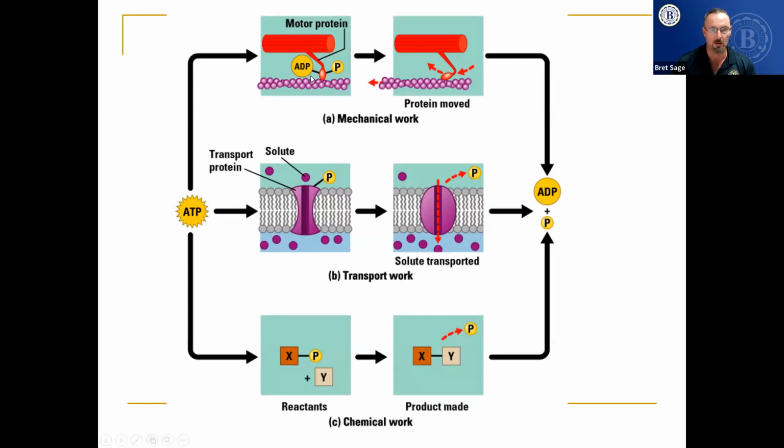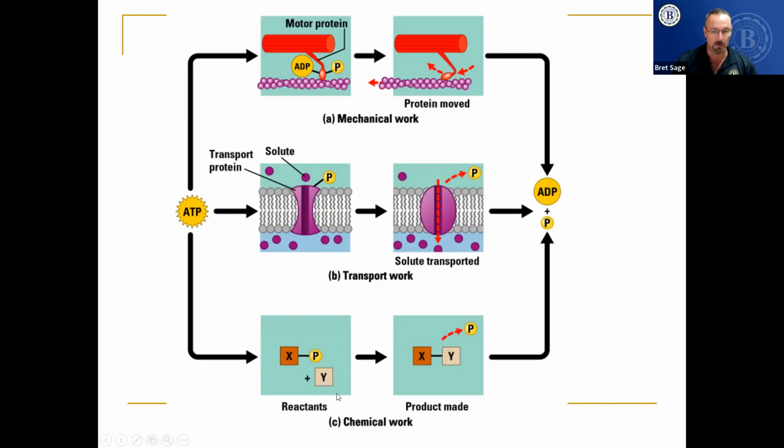So this shows you mechanical work, muscles flexing. This shows you transport work. Notice that you're going from a place where there's very few solute molecules, which are particles dissolved in water, to where there's more. This is not the way they want to go. So you're pushing it against the gradient, against the way it wants to go. Things want to spread from high to low concentration. So when you're moving it the wrong way, it takes energy in the form of phosphate that comes from ATP.